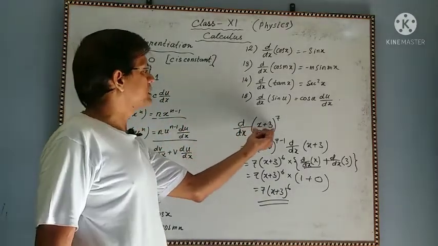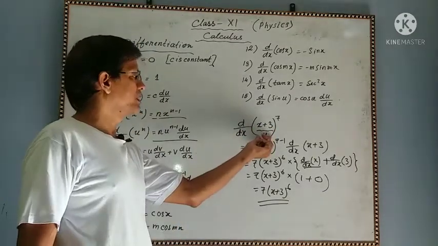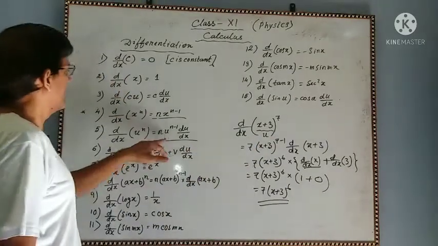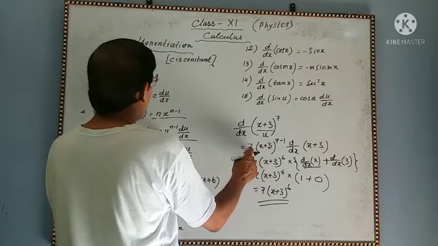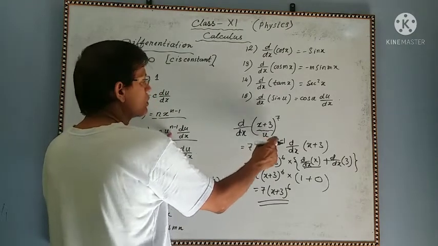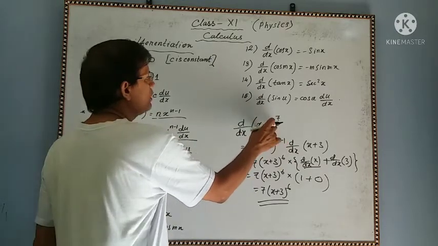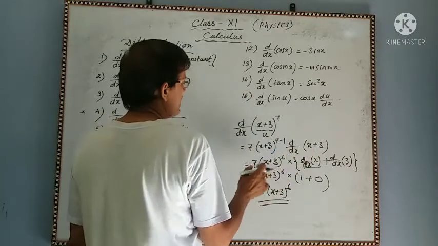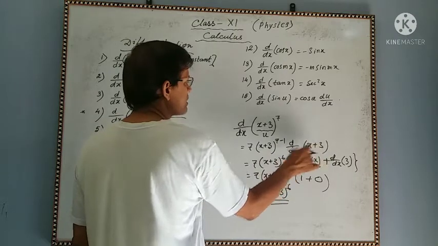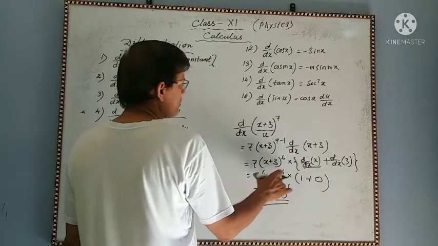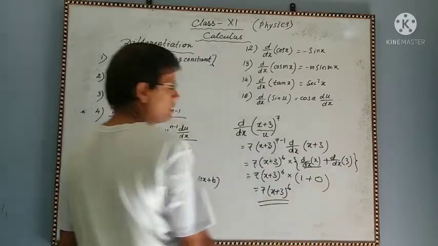What you have written here: x plus 3 is another variable which is represented by u. And by this formula, first you have to write the power. It is 7, and then power is decreased by 1. So (x plus 3) to the power 7 minus 1. Then differentiation of u. U means x plus 3. So this is differentiation of x plus differentiation of 3. This is 1 and differentiation of constant term is 0. So this is this. Okay.